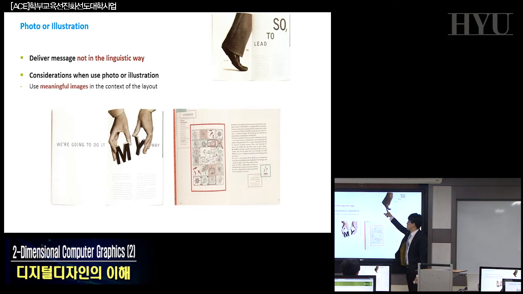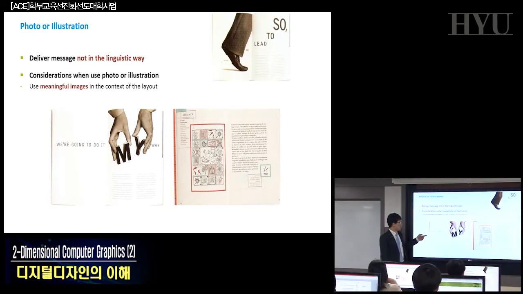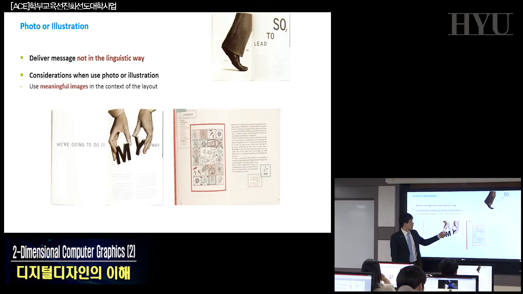So this kind of simply placed picture or illustration will be very useful and helpful to make your visualization very effective. How about this? We are going to do it in which way? My way. And two hands and fingers pick up M and Y, my way. It's not your way, not my parents' way, or some orders, whatever, my way.